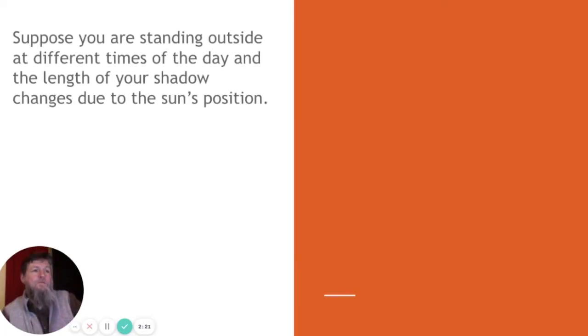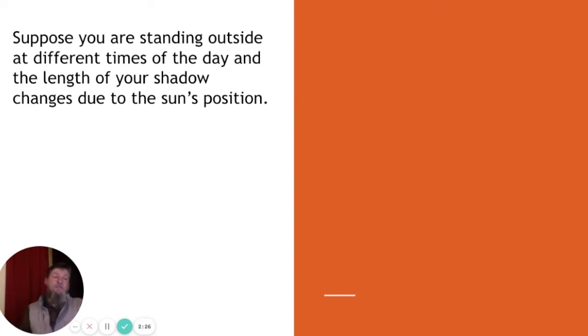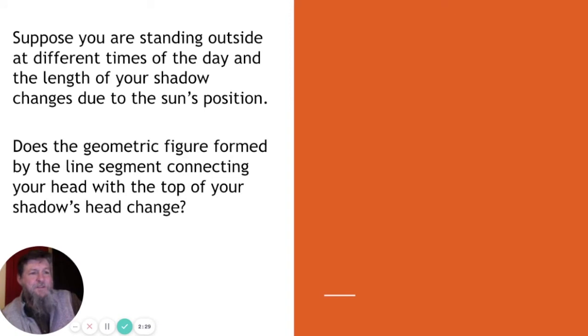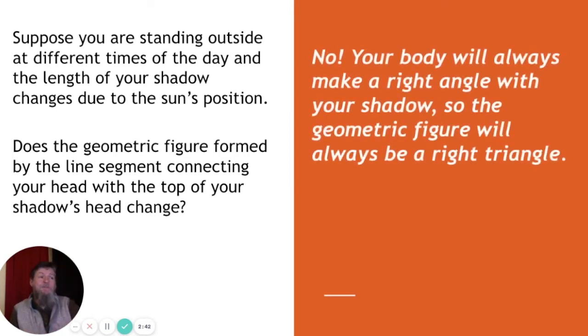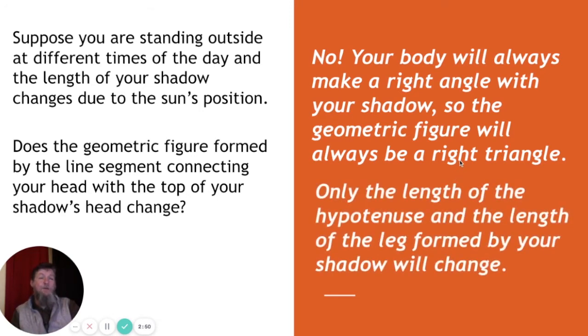All right, so suppose you're outside at different times of the day and the length of your shadow changes due to the sun's position. Does that geometric figure change? Think about this for a second. The triangle does change, but your body's always going to make a right angle with your shadow, and so the geometric figure will always be a right triangle. Always. Only the length of the hypotenuse and the length of the leg formed by your shadow will change. Your height doesn't change, just the lengths of things change.